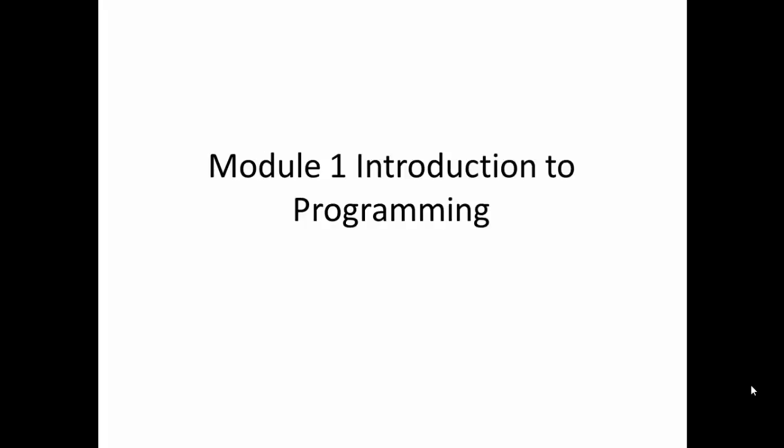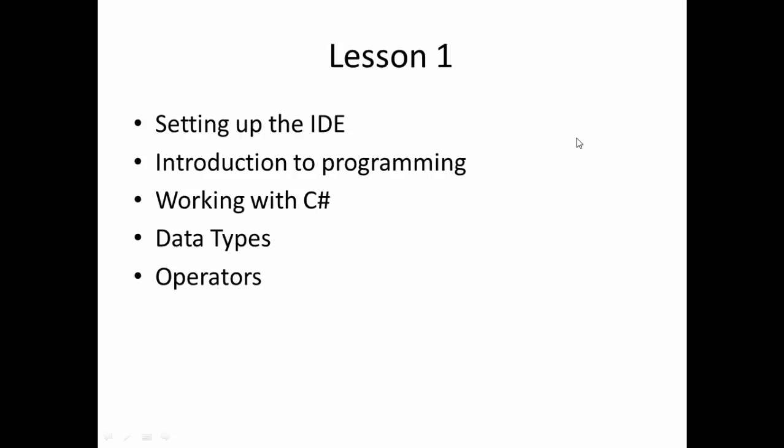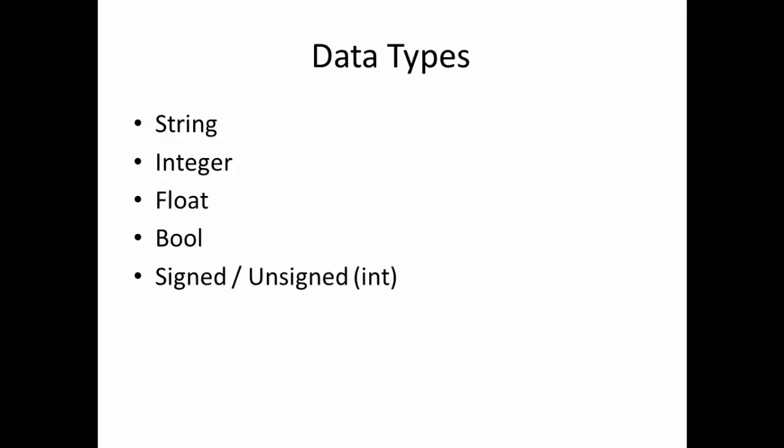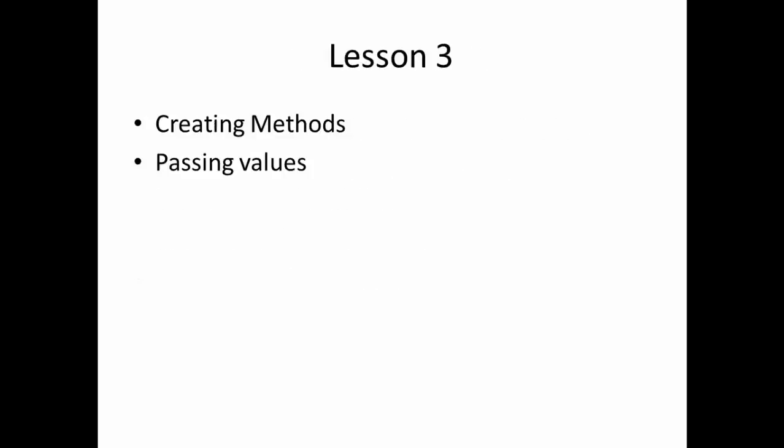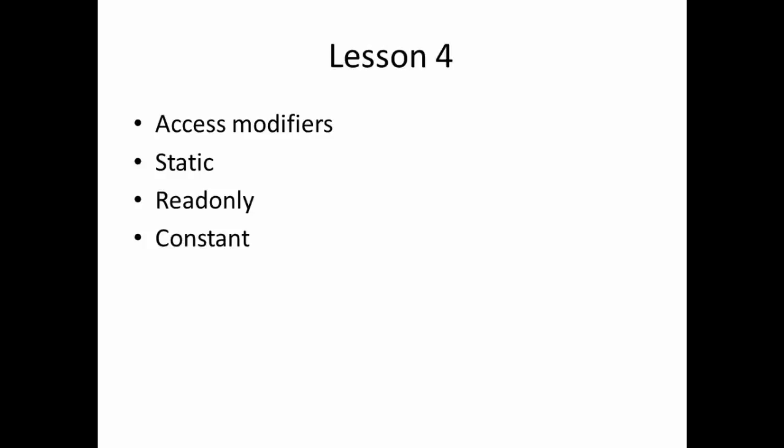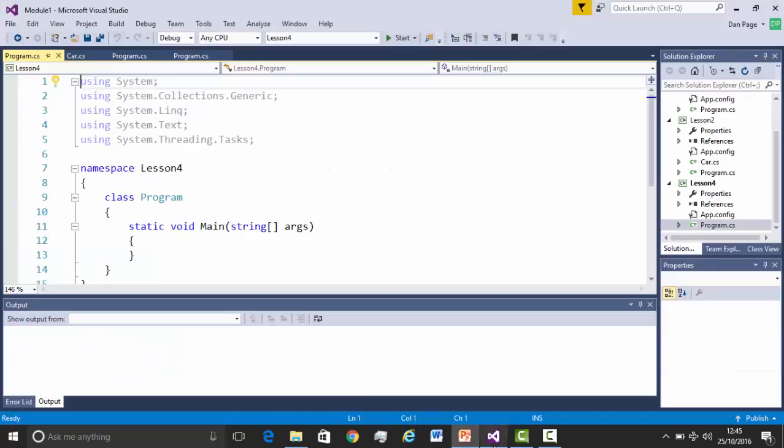This is Module 1, Introduction to Programming, Lesson 4. Let's have a quick recap of what we've done so far. In Lesson 1, we did Introduction to Programming, setting up Visual Studio, working with C# and data types and operators, so some simple adding. In Lesson 2, we did classes and constructors. In Lesson 3, we did create methods and passing values. And now we're doing Lesson 4 on, in more detail, access modifiers, static, read-only and constant added in there as well. So let's have a look at what we're working with so far.